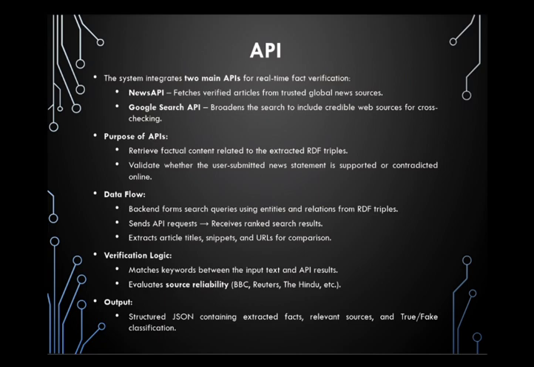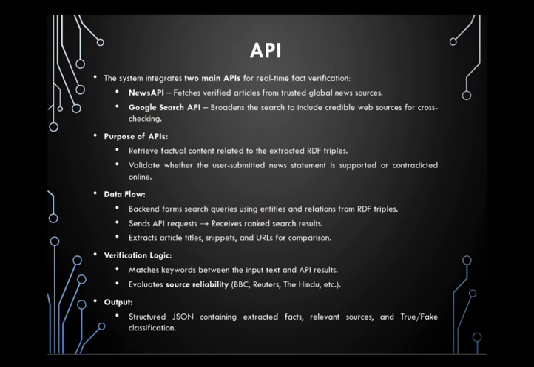Once the RDF triples are generated, the verification modules form queries based on them. For example, if the triple is Elon Musk is the CEO of Tesla, the backend searches for this statement using Google Search API and News API. The system then analyzes the responses for keyword similarity between the news and search results, and source credibility, preferring trusted sites like BBC or The Hindu.